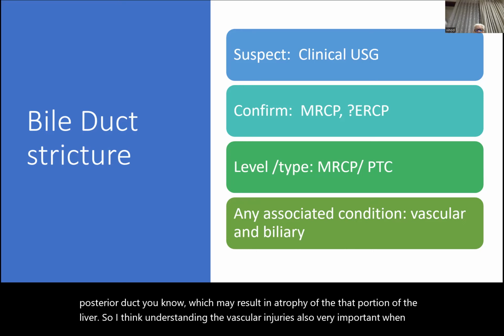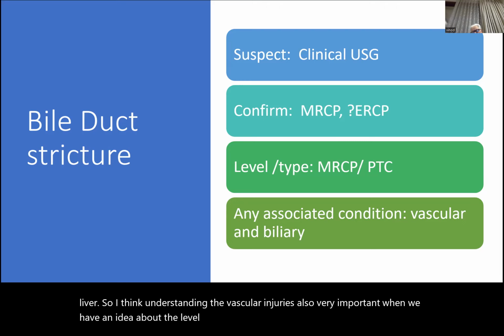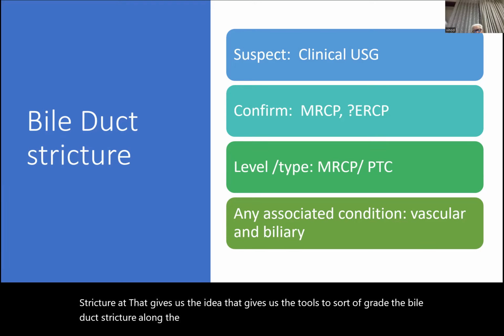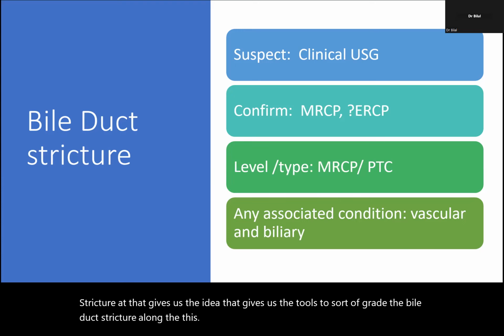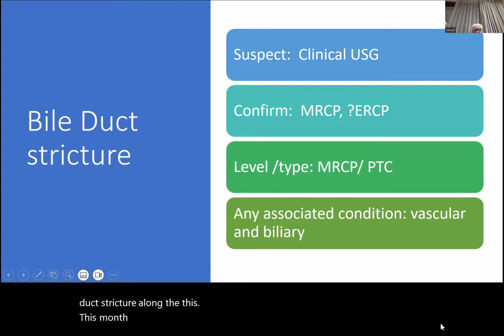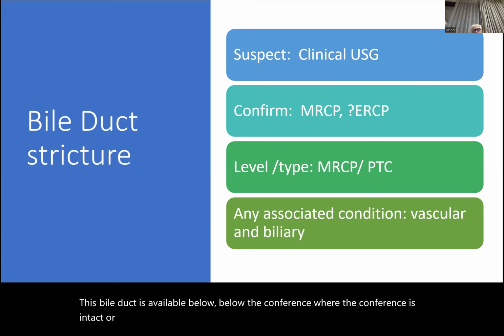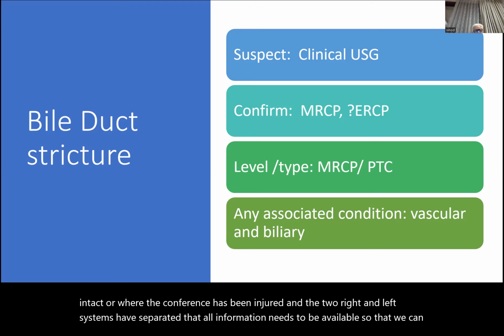When we have an idea about the level of stricture, that gives us the tools to grade the bile duct stricture along the Bismuth grading system. That is, how much of the bile duct is available below the confluence, whether the confluence is intact or where the confluence has been injured and the two right and left systems have separated. All that information needs to be available so that we can plan our surgery accordingly.